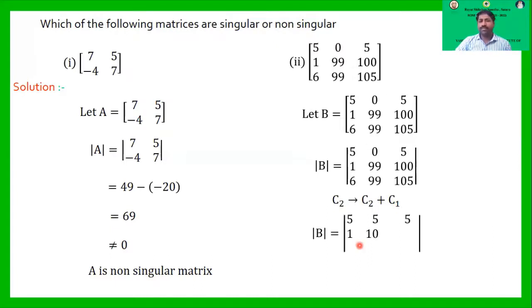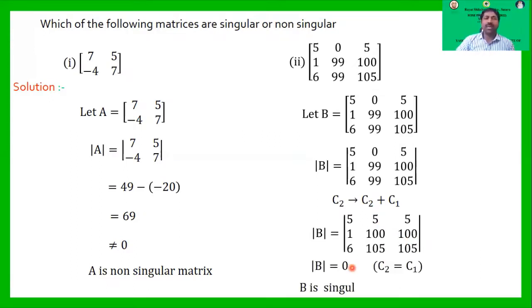So therefore, the determinant will be, here the second column and third column are equal. Therefore, its value is 0. So therefore, B is a singular matrix.